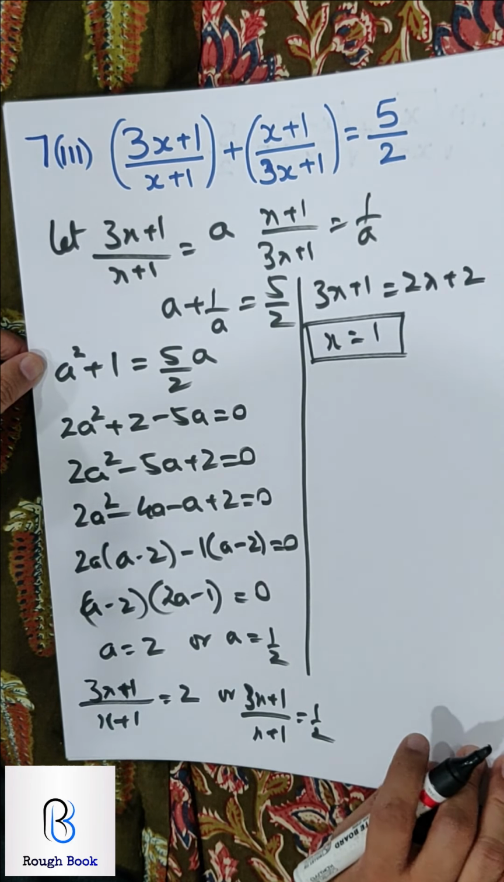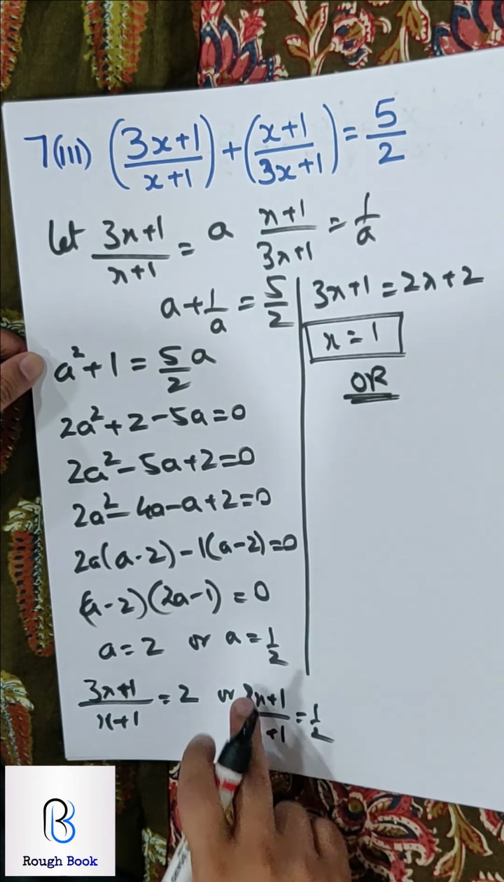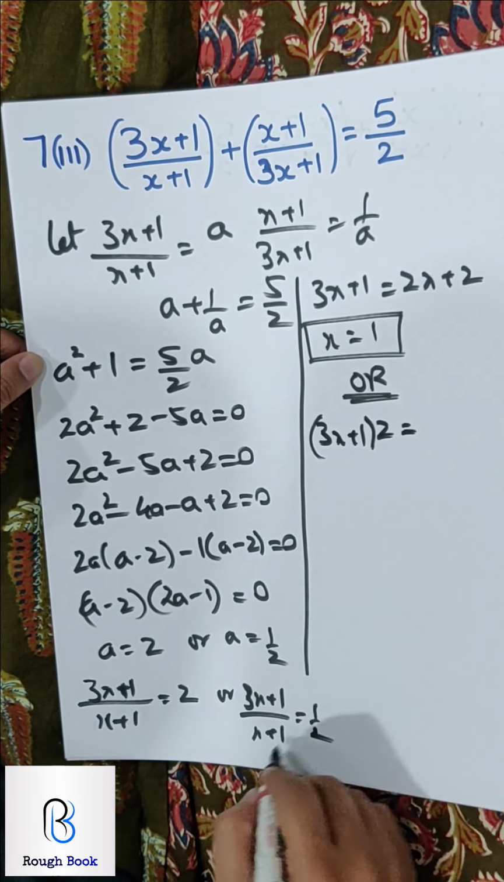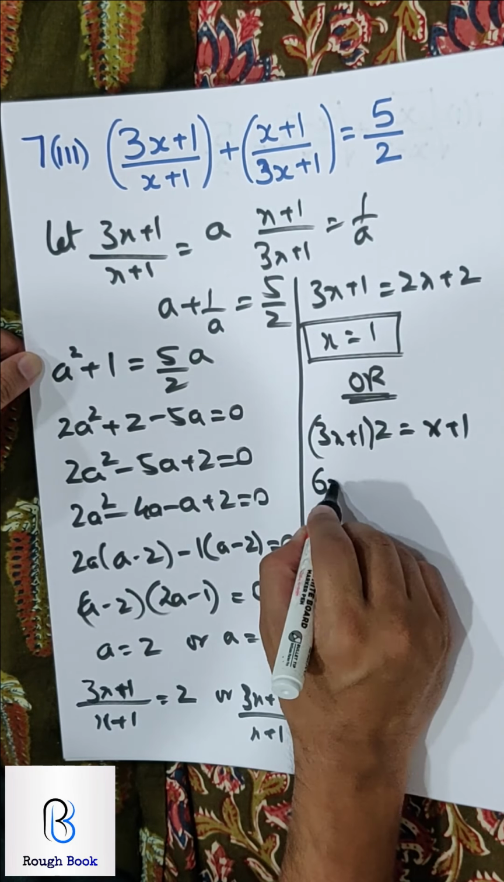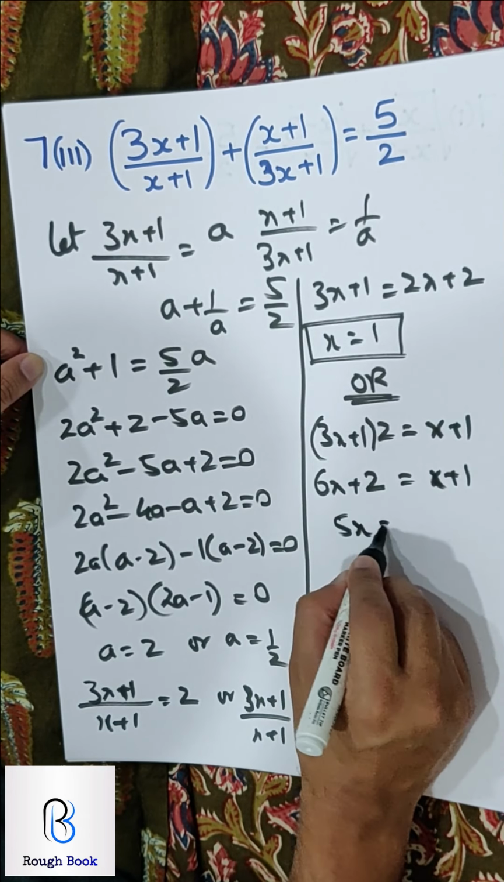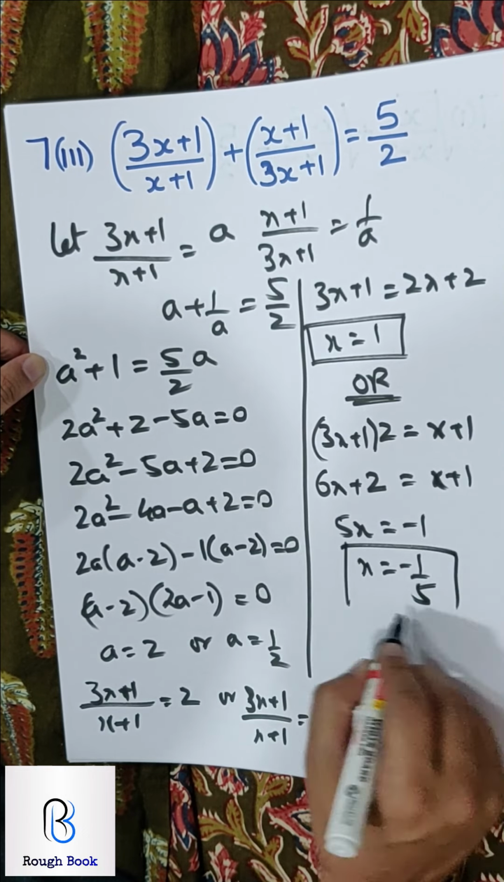Yeah, good job. Let's try the next part. Or you can pick this 3 into 2, so (3x + 1) into 2 equals x + 1. So this will be 6x + 2 = x + 1. So x coming here, 5x; this going there, I will get minus 1. So my x should be negative 1 by 5.